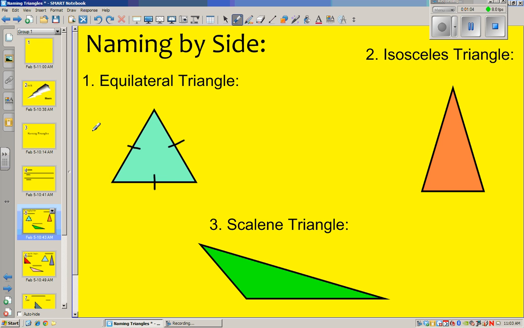The way I like to remember that is to remember that they're equal sides, and the word equal is almost right here in equilateral. Equilateral. So I remember it using the word equal.